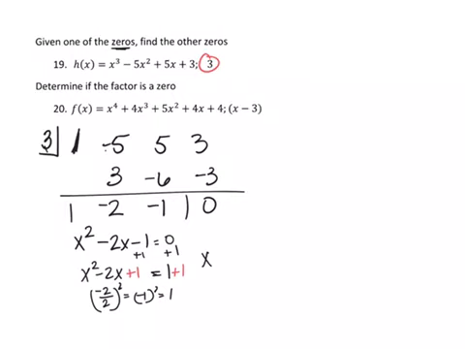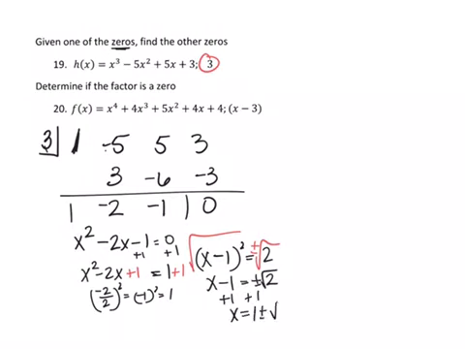And I get x squared, oh wait, no, I want to factor that. So x minus 1 squared equals 2. And then we're going to take the square root of both sides, plus or minus the square root. That's x minus 1 equals plus or minus the square root of 2, and add 1. And I get x equals 1 plus or minus square root 2. So my zeros are 3 and 1 plus or minus the square root of 2.